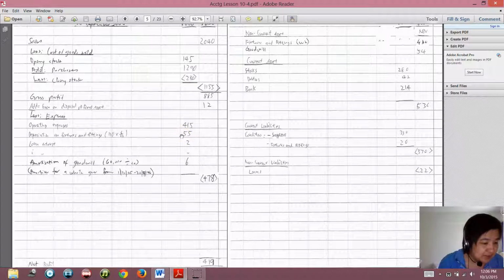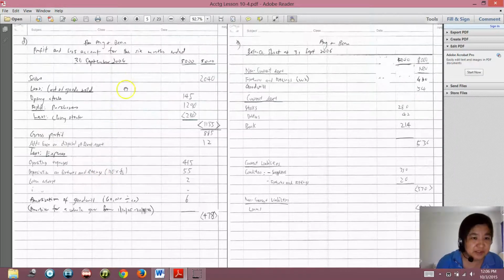Operating expenses is under note 5 of the question, 415. Depreciation of fixture and fittings is given in note 5 of the question as well, 110. You see note 5 says depreciation for the year on fixture and fittings, depreciation for 1 year. So this is a 6 months profit and loss account, so you should times 6 over 12, so you get 55. Loan interest is also gotten from note 5 of the question.